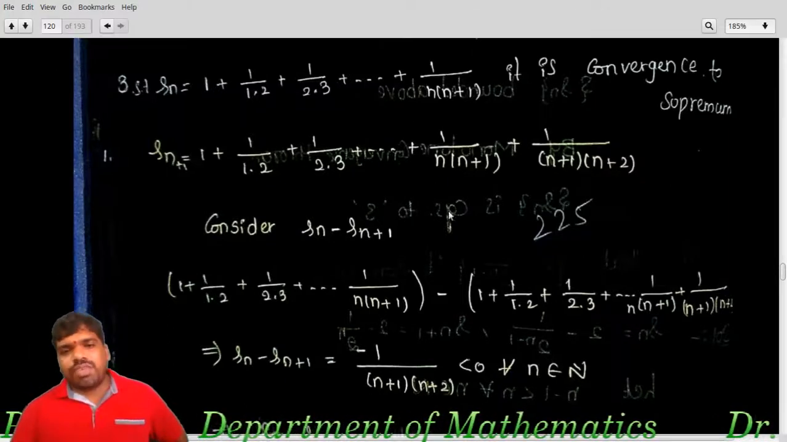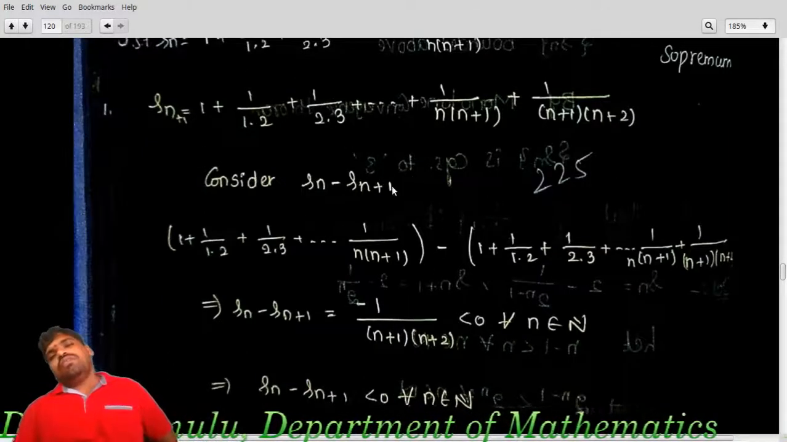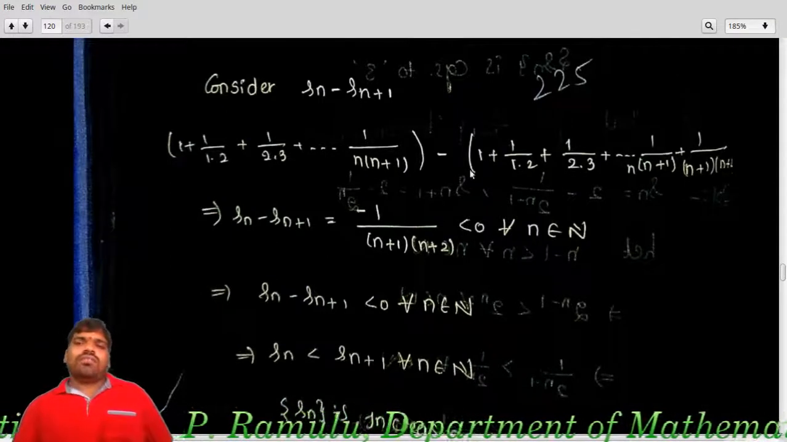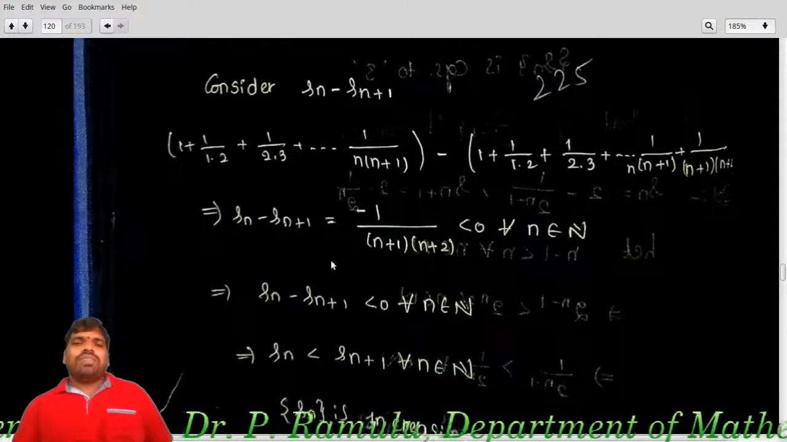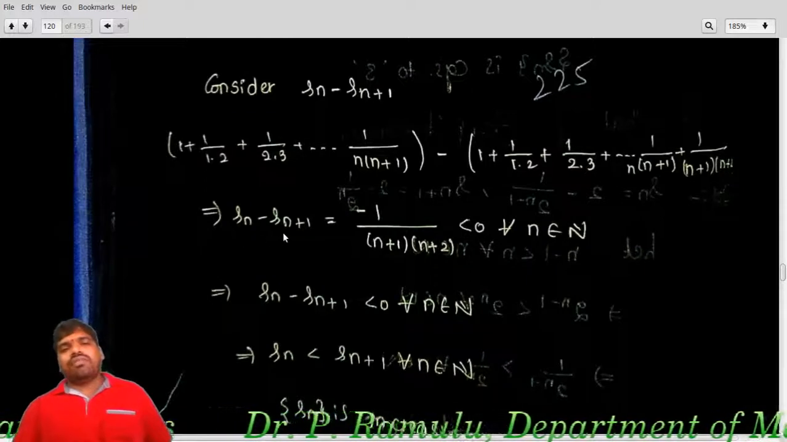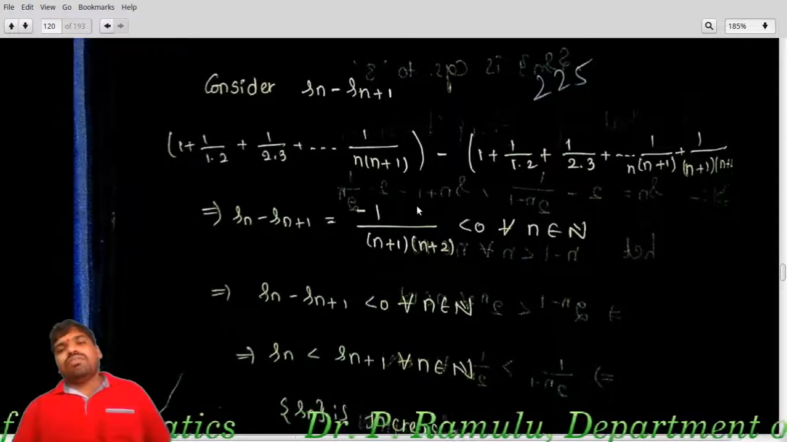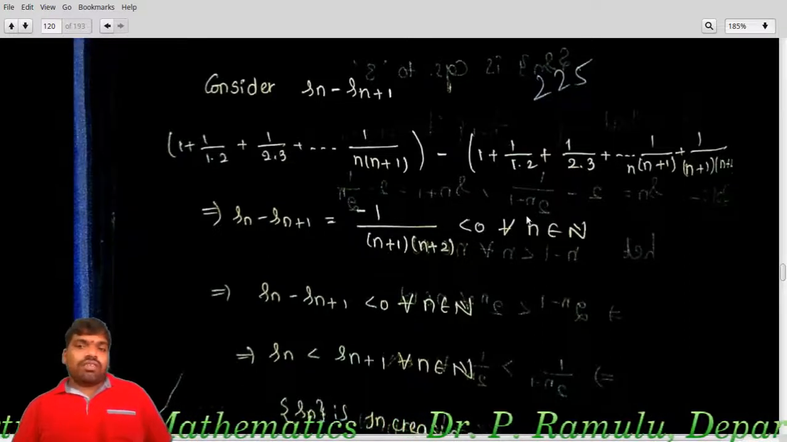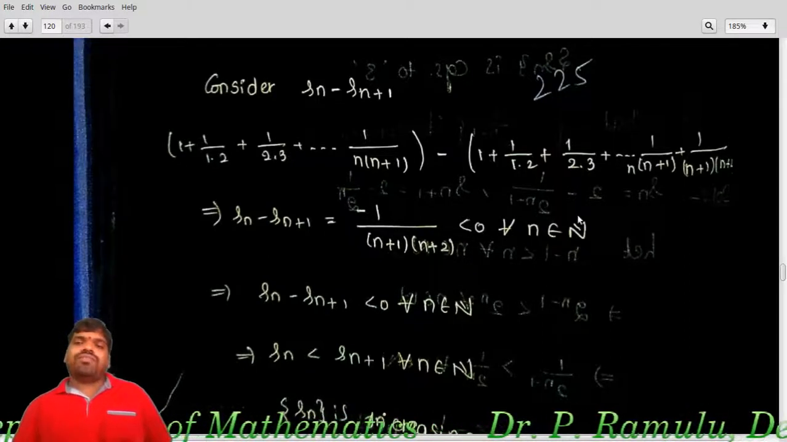Sn minus Sn plus 1 equals this, which implies Sn minus Sn plus 1 equals minus 1 by (n plus 1)(n plus 2). We have minus, so this is less than 0. Why? Because n plus 1 and n plus 2 are positive for all n.